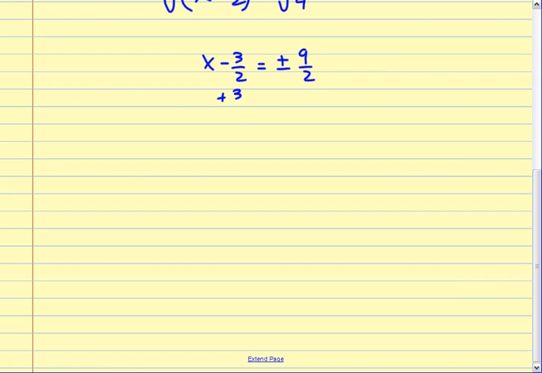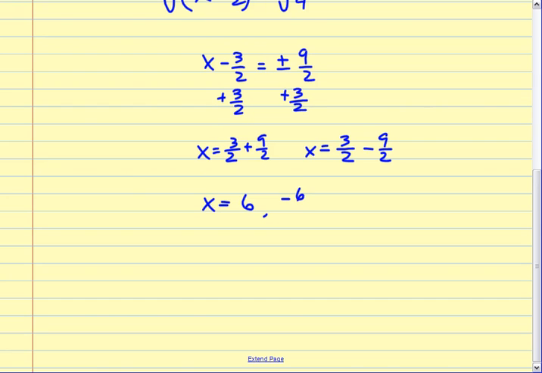I'm going to add 3 over 2 to both sides. That's going to give me x equals 3 over 2 plus 9 over 2, and x equals 3 over 2 minus 9 over 2. All right, I have to do the plus and I have to do the minus. So this first one, I'm going to get x is equal to 12 over 2, which is 6. In the second one, x is equal to negative 6 over 2, which is what, negative 3? Perfect. That's my solution. Okay?